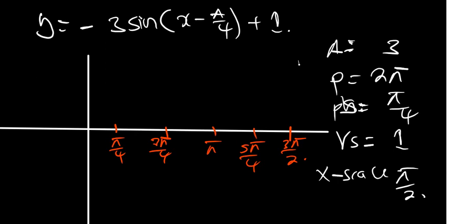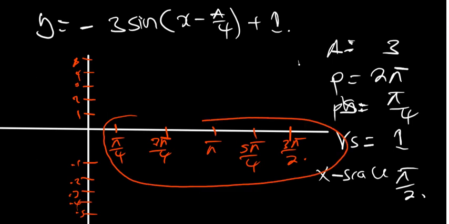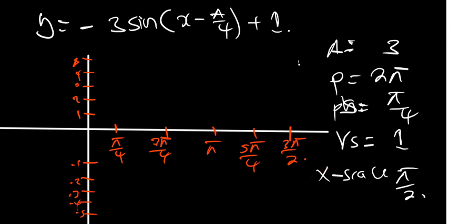Vertical, so we're going to have our 1 here, our 2 here, our 3 here, our 4 here, our 5 here. 1, 2, 3, 4, 5. Negative 1, negative 2, negative 3, negative 4, negative 5. All the things which I have put here, you can just rearrange them and start from negative pi over 4. It's okay.